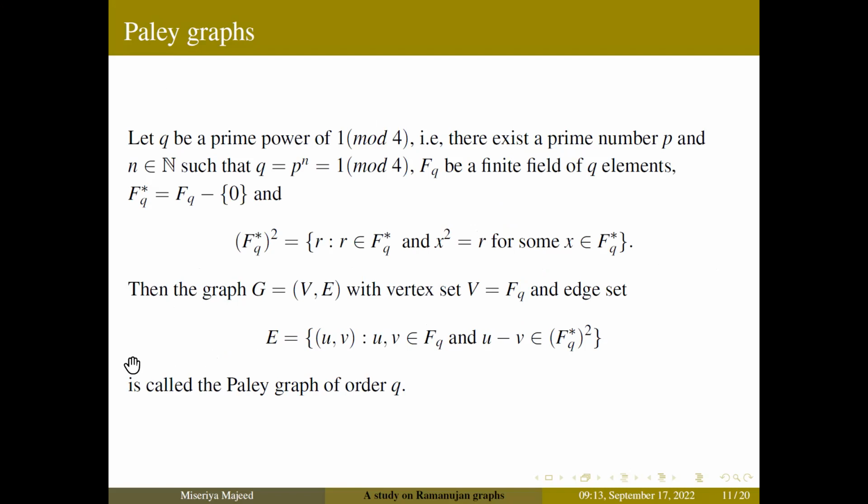Here, the group we take is F_q star, which is equal to F_q minus {0}, where F_q is the finite field of q elements. And the symmetric set we consider is F_q star square, which is the set of all r elements of F_q star such that x square equals r for some x element of F_q star. In this way, we can construct a Cayley graph for any q which is a power of a prime.